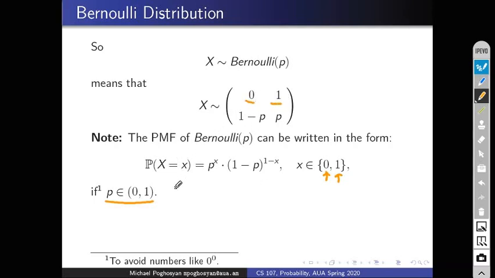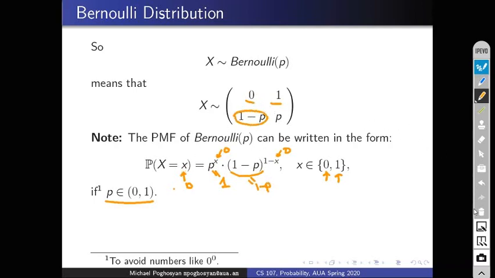How to check this? Say I'm plugging 0 here. If x is 0 here, then I need to take 0 here and 0 here. And in that case, I will have p to the 0, and this will give 1. And I will have 1 minus p to the 1, and this will give 1 minus p. So if x is 0, I will have 1 minus p.